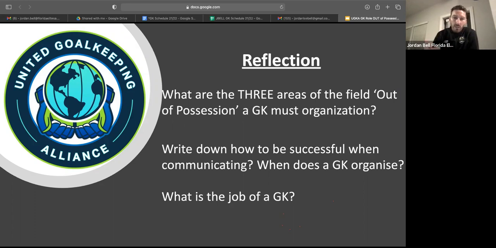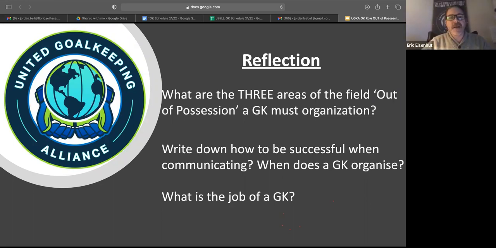And then the second question, write down how to be successful when communicating. And then on that second part, when does a goalkeeper organize? So let's focus on those two questions to start with and ignore the last one because we'll get there in a second. What are the three areas? We've watched videos on them already. And then write down how to be successful when communicating.